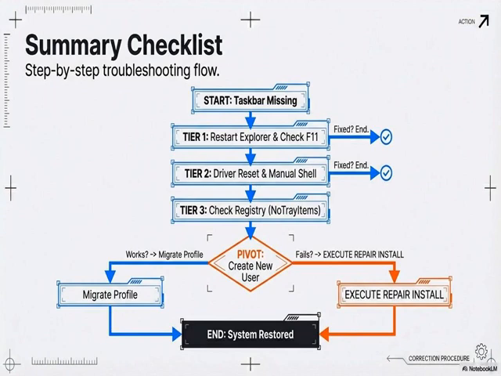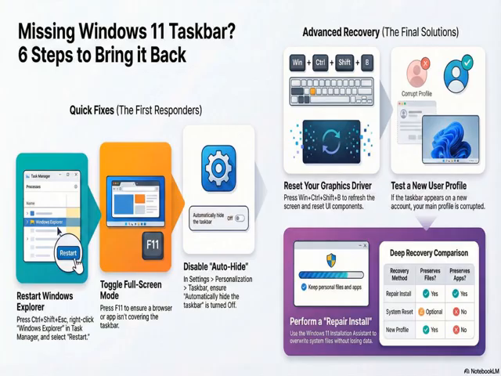Which leads to the final piece of advice from the source, which I think is brilliant. Print the solution to PDF. Control plus P. Think about it. When your taskbar is gone, you can't open a browser to Google the fix. If the map to get out of the woods is only available online and you have no signal, you're stuck. That's a great point. You're digitally stranded.